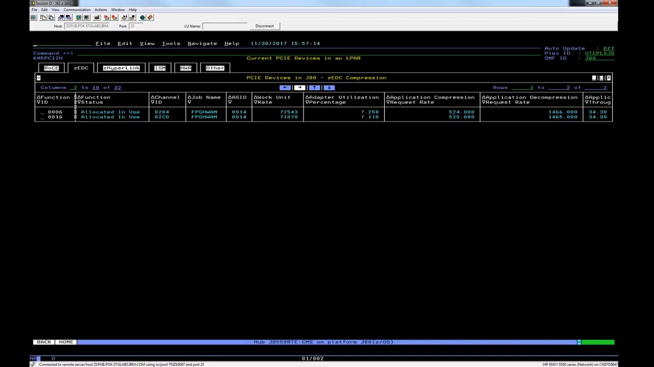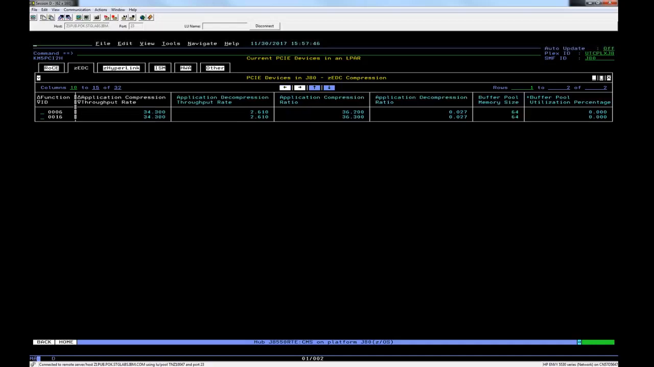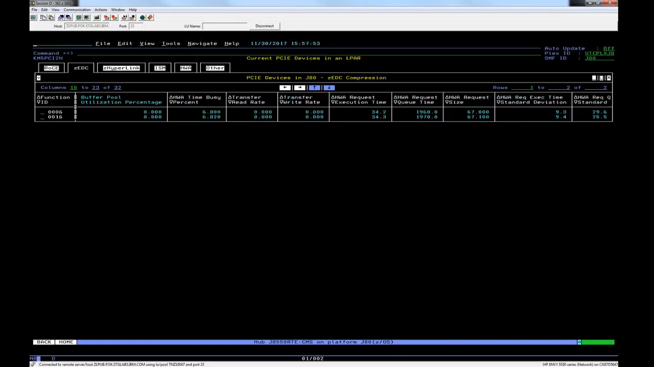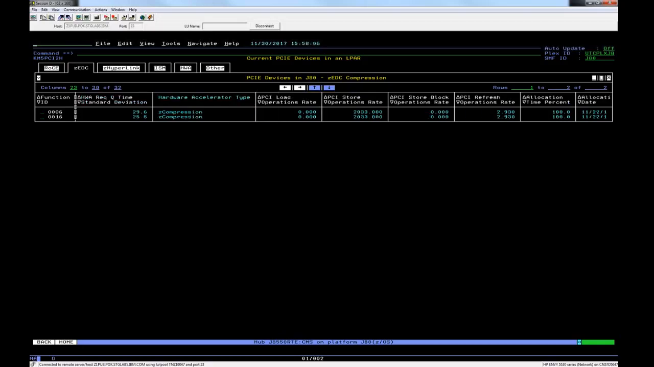We get the application compression request rates, decompression. It's all about compression, decompression, the throughput rates, the ratios, the buffer memory size, the utilization of the buffer pool, the hardware accelerator time busy percentage, transfer, read and write rates, execution time, queue time, request size, standard deviations for the queue time and execution time, the type of accelerator, and then we get to the common, the actual card metrics.